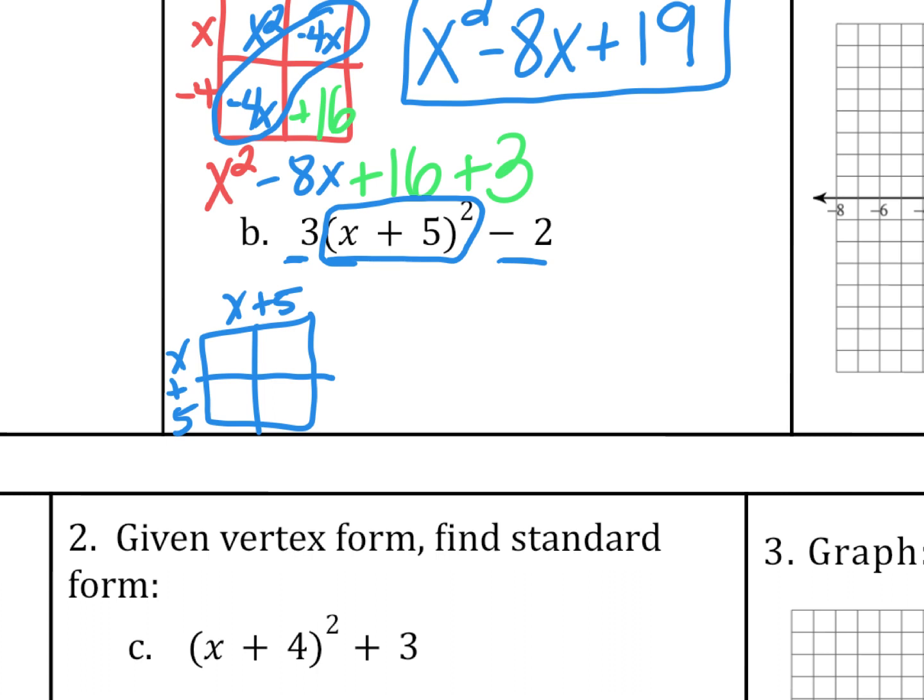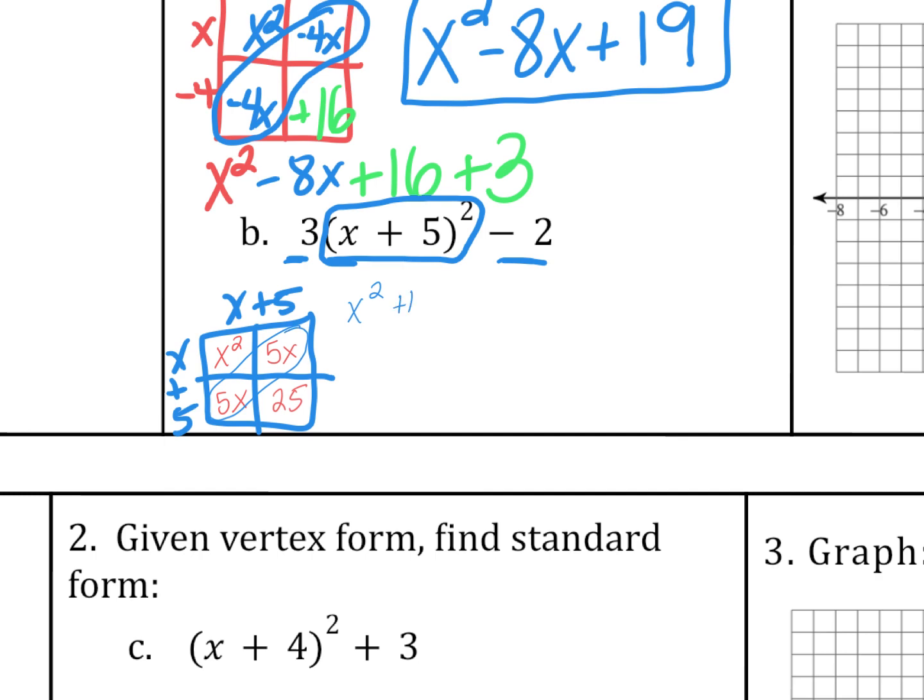So what's x times x? X squared. What's x times 5? And then what's x times 5? 5x. And then what's 5 times 5? Okay, cool. Now let's take everything that's inside and write it outside. So I have x squared. And then how many x's do I have?